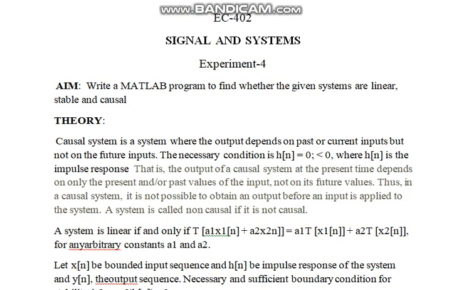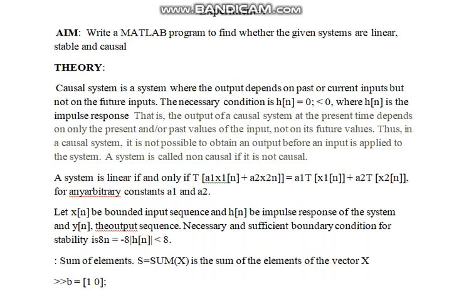First of all, we will discuss the theory based on the system properties: linearity, stability and causality. A causal system is a system where the output depends on past or current inputs but not on future inputs. The necessary condition is that the impulse response h(n) of the system should be zero for n less than zero. The output of a causal system at the present time depends only on the present or past values of the input, not on its future values. It is not possible to obtain an output before an input is applied to the system. A system is called non-causal if it is not causal.